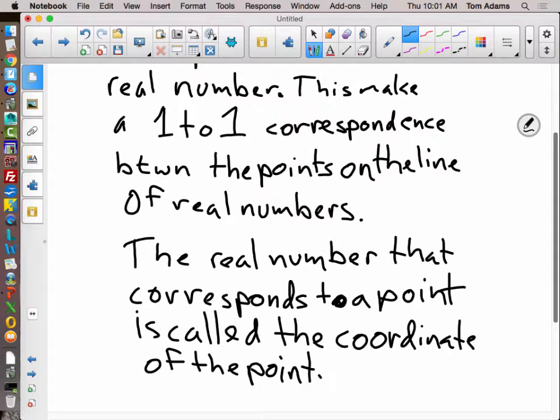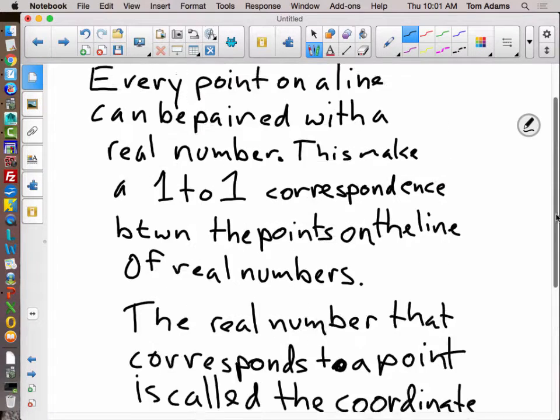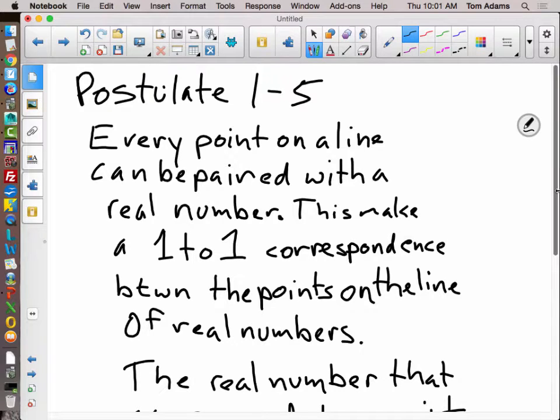So if I pick a point in space, and I'll draw a picture, let me reread this all the way from the beginning so it's not so choppy. Postulate number 1, sometimes referred to as the ruler postulate, and you'll see why in a second when I draw my picture, says that every point on a line can be paired with a real number. So I have a point on a line, I can assign a numeric value to it. And it can be paired with a real number.